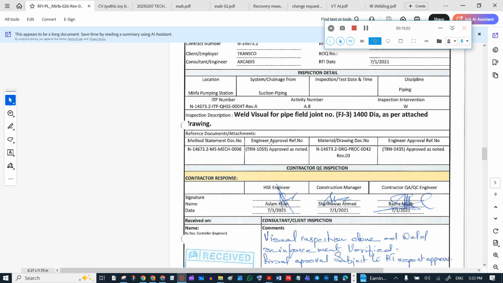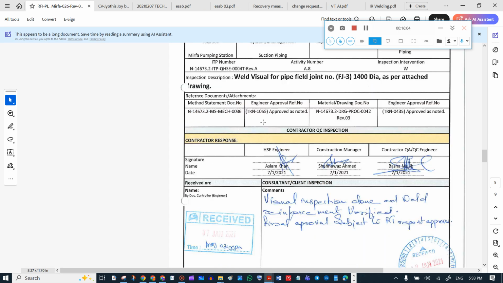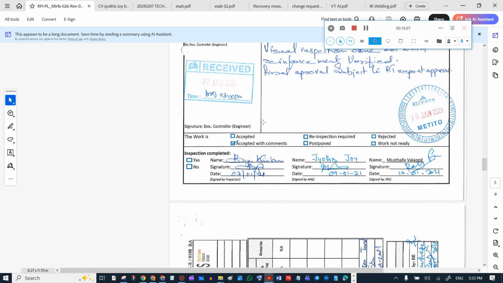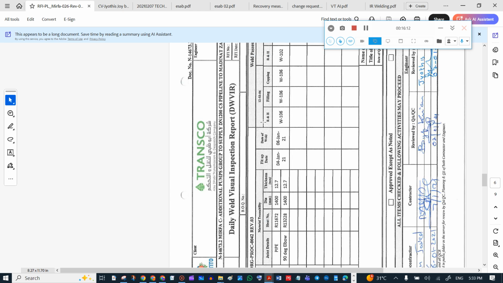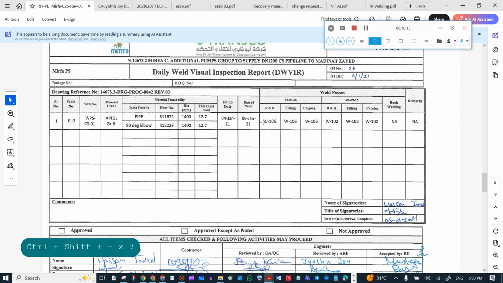So this is the inspection report for the weld visual. This is the weld visual inspection report. Here WPS number, material grade, API 5L grade B is mentioned. It's wrong, actually it should be API 5L X52. So joint details are there, heat number, diameter, thickness, etc. Fit up date, and what is this heat number?